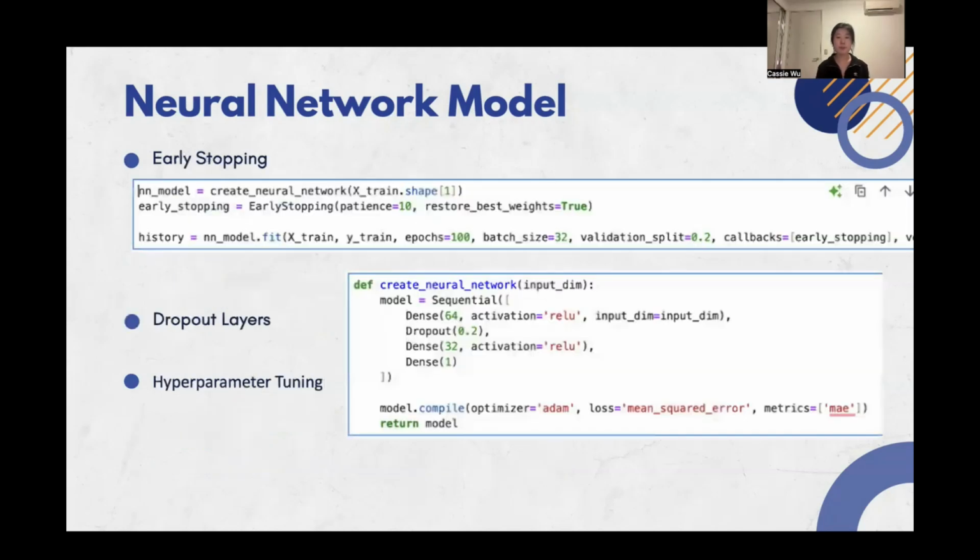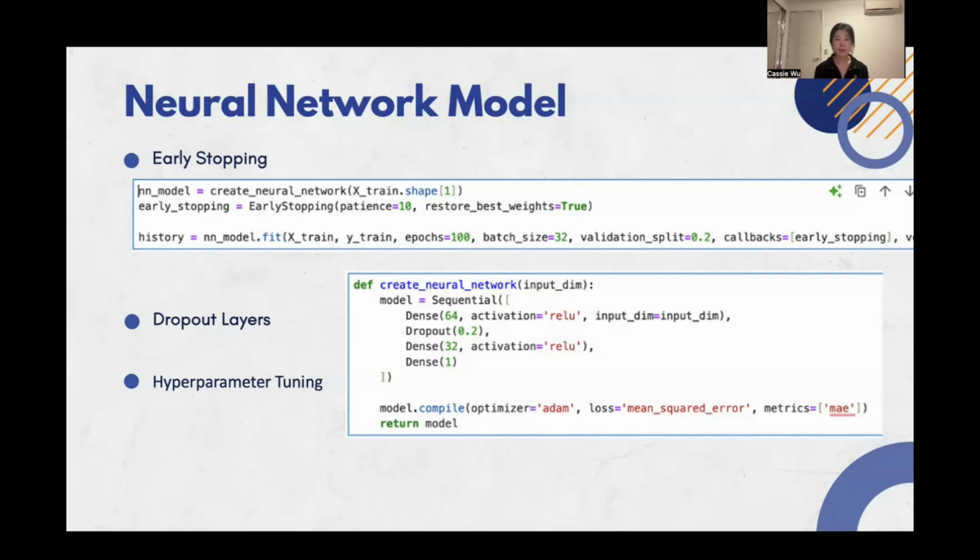In our previous iteration, the model had significant overfitting issues. To address this, we implemented several key enhancements. The first one is early stopping. By monitoring the validation loss and stopping the training process early, we prevented the model from overfitting.